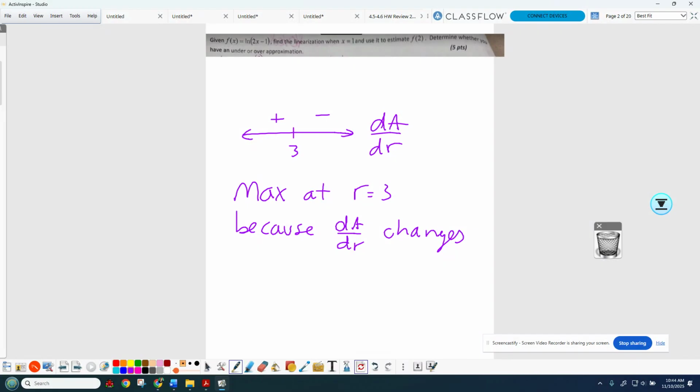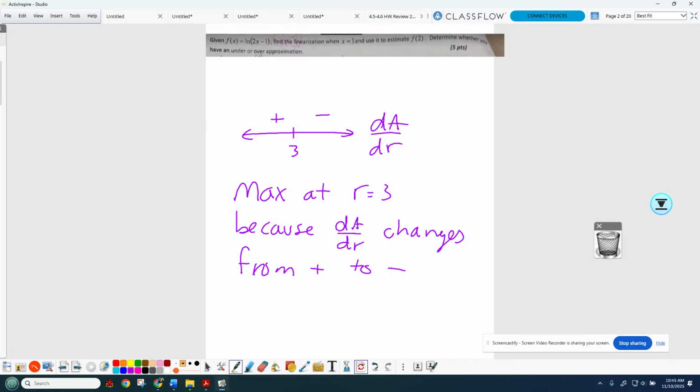So people lost credit. It's a max where? At R equals 3. Why? Because dA/dR changes not sign, but changes from positive to negative. It's not that it changes sign, because if it changes from negative to positive, then it's a minimum.